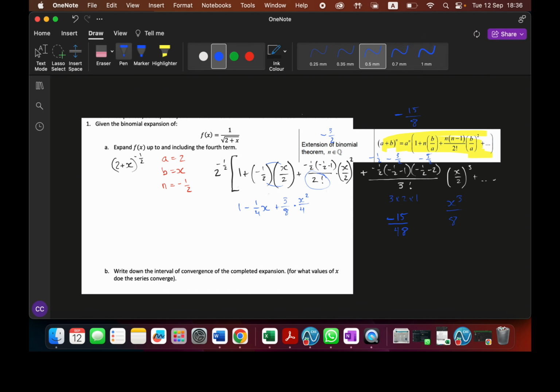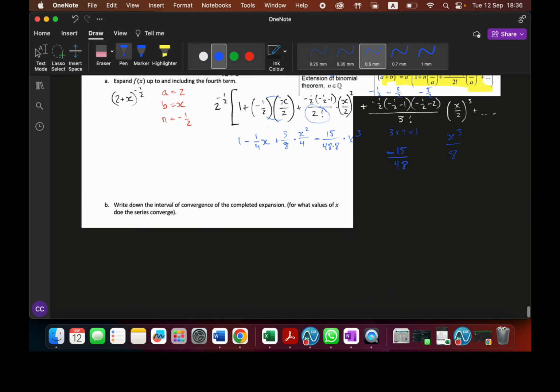So if we've got x cubed over 8 there, I'm just going to write this as minus 15 over 48 times 8 times x cubed. Now obviously we could reduce that further. We could make that happen. For now I'm not going to, just because that is easy enough.